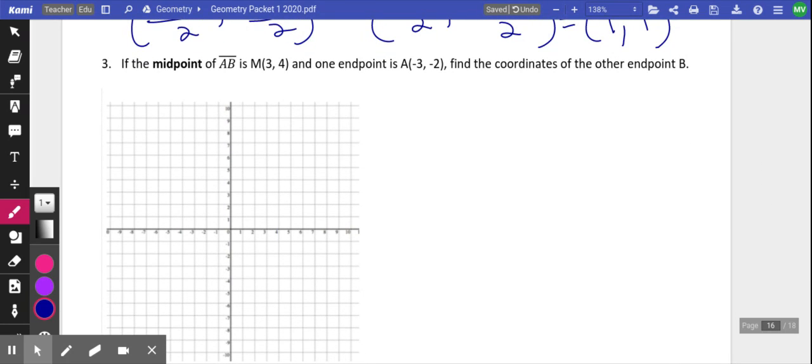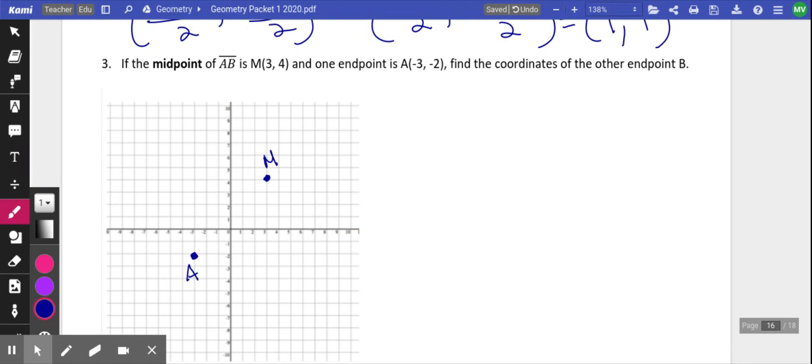So now number 3 is a little bit different. It says if the midpoint of AB is M, which is 3, 4. So they're telling me where the midpoint is. So I'm going to plot that. So it's over 3, up 4. A is negative 3, negative 2. So here's A. Find B.